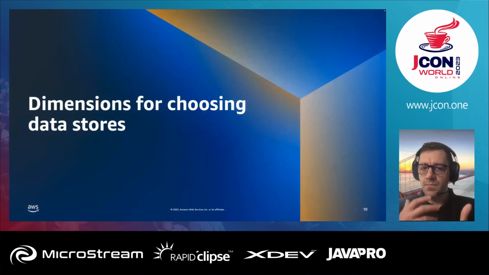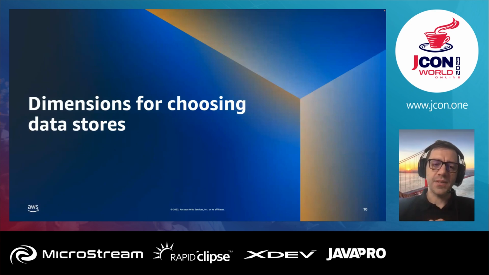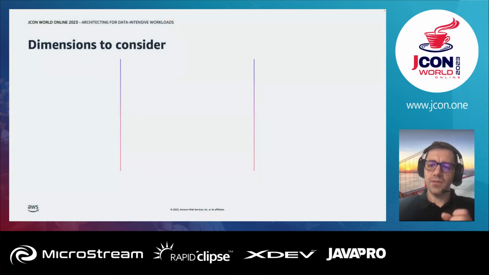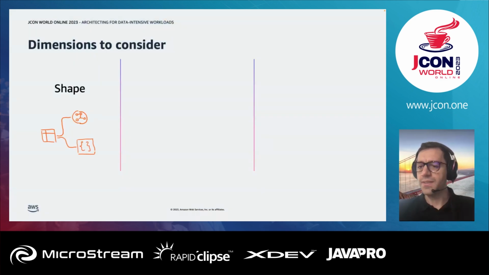And there are some ways you can do that. The first thing we want to look at, on how to choose that data store after we did our homework looking at the application requirements, is looking at the dimensions, right? One of the dimensions to consider when you do data modeling and choose a data store is the shape of the data, right?